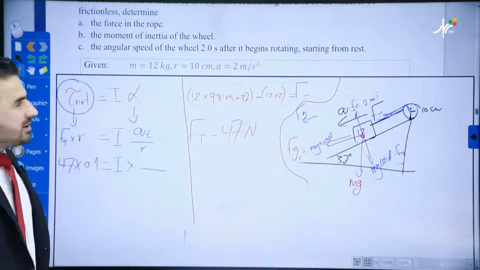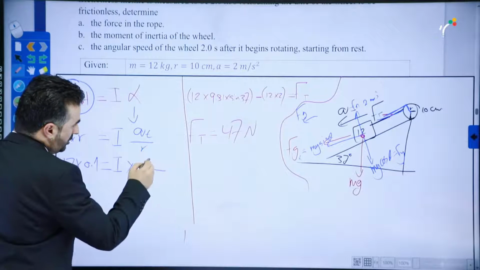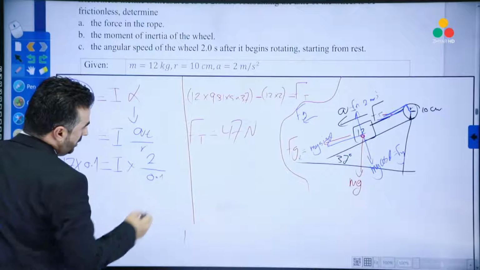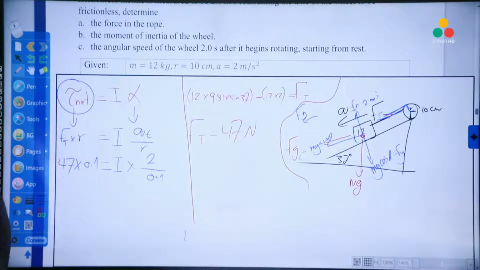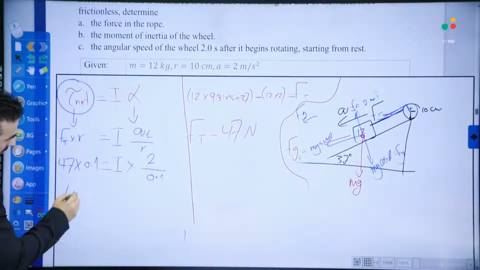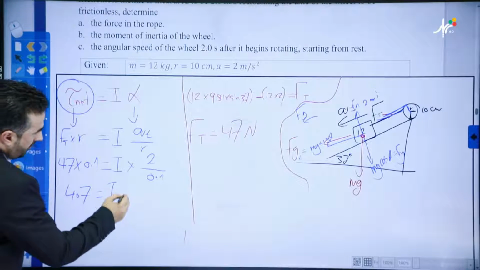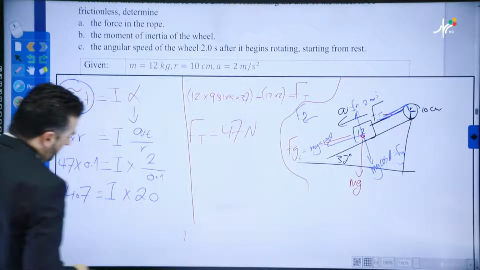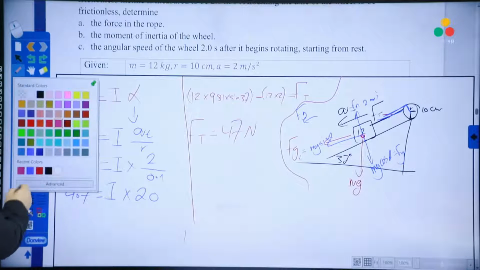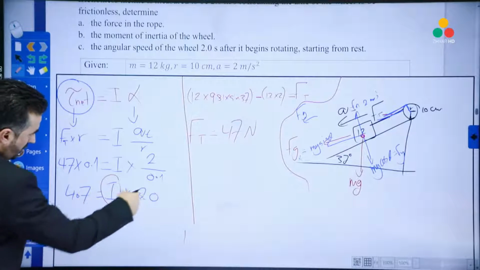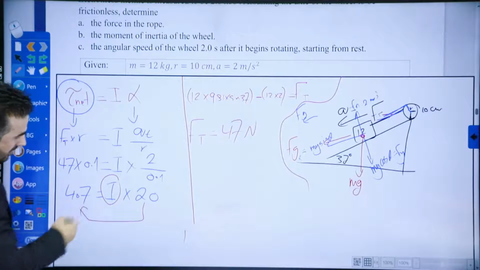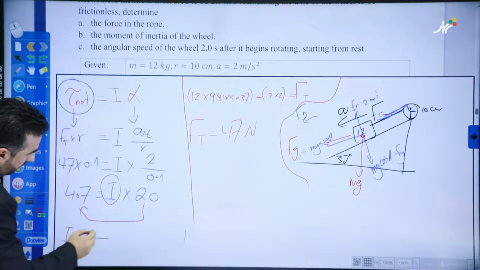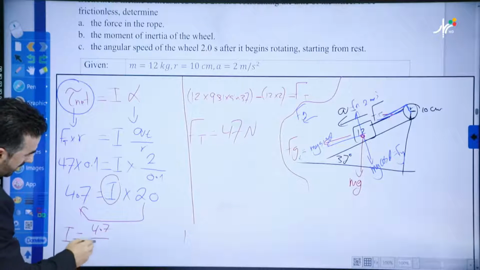what is the acceleration that we have? The acceleration is 2, that is tangential acceleration, once again divided by the radius, which is 0.1. Okay, so 47 multiplied by 0.1, that is going to be 4.7 equals moment of inertia multiplied by 2 divided by 0.1, that is 20. So how do you find I? Divide both sides by 20, or just bring the 20 here. That's the same thing. So moment of inertia of the wheel equals 4.7 divided by 20.